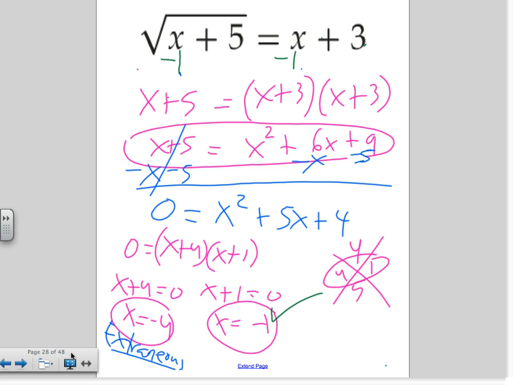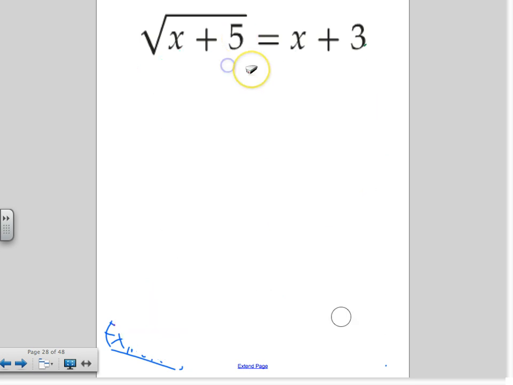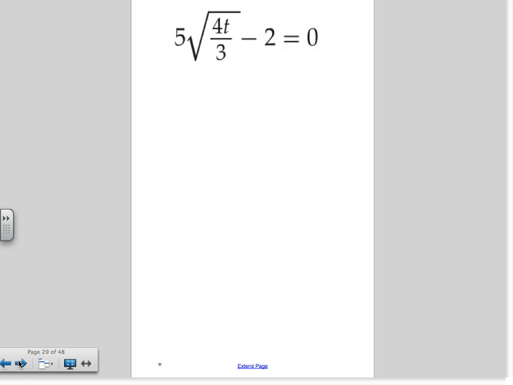Any questions so far on this problem? Is it easy enough? Okay, now I want you to go ahead and try this last problem on your own. And it involves a couple of steps. Looks like that. Go ahead.